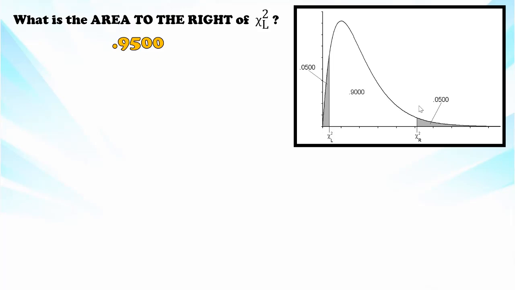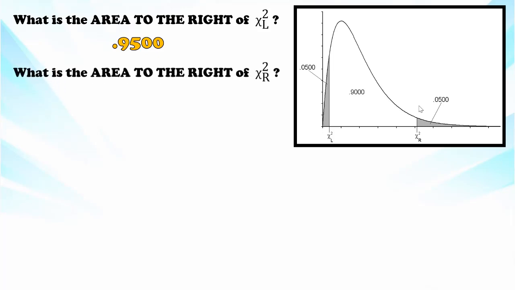What about the area to the right of chi-square R? Well, when we look up at that diagram, chi-square R is right here. The only thing to the right of chi-square R is the right-hand tail, and the area of the right-hand tail is 0.0500.